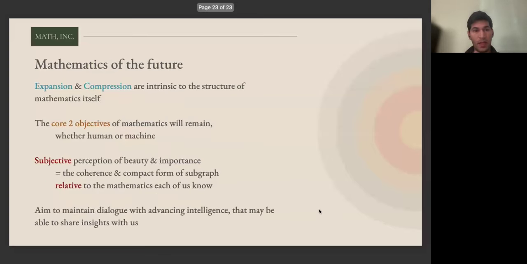And so, in my last slide, I want to emphasize that my point of view has come to be that these two activities of expansion and compression are going to remain invariant, because they can be represented intrinsically to the structure of the knowledge base itself, and will remain going forward. Whether human beings are expanding or compressing, or whether machines will be aiding or working autonomously, these will remain the two core objectives.